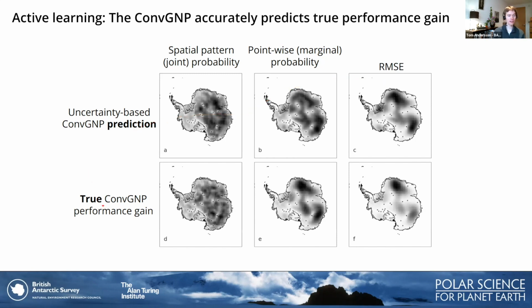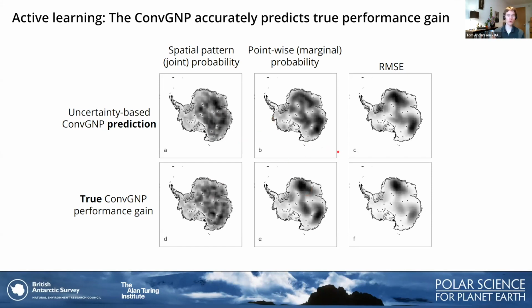And then when we reveal ground truth to the model at each point and compute the actual improvement in those performance metrics, we get these heat maps over on the bottom. And you'll see that there's a really nice agreement and correlation between these heat maps in general.